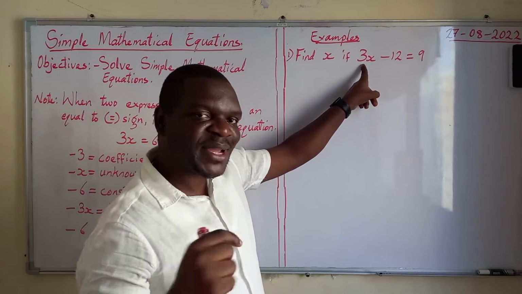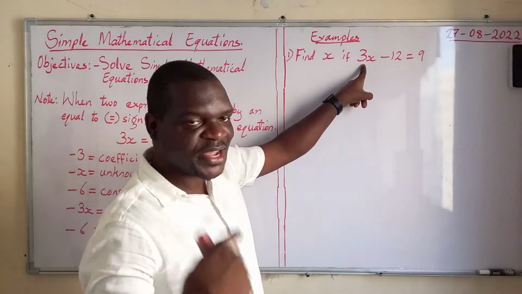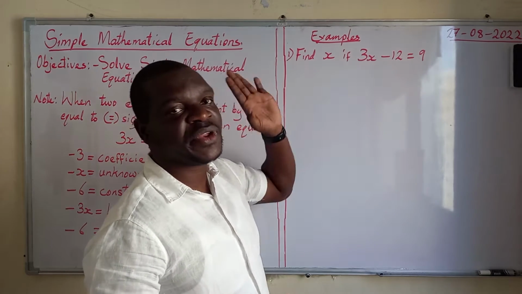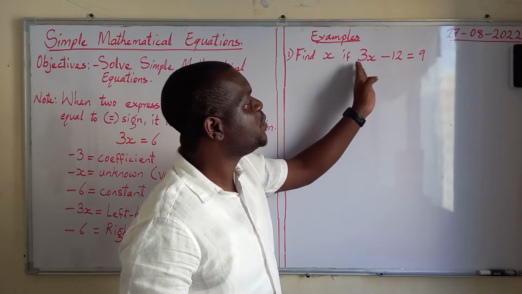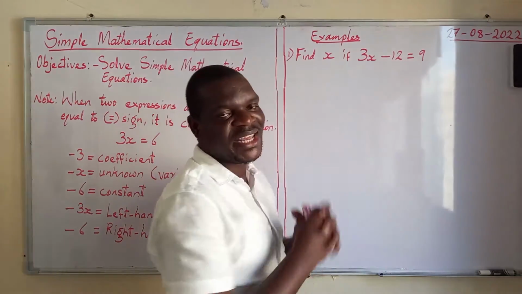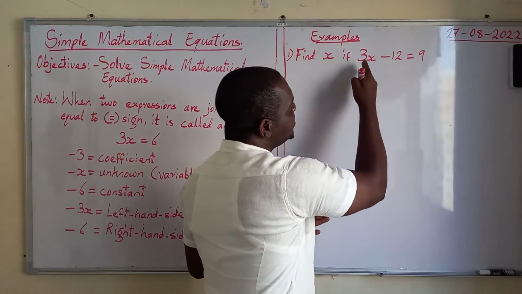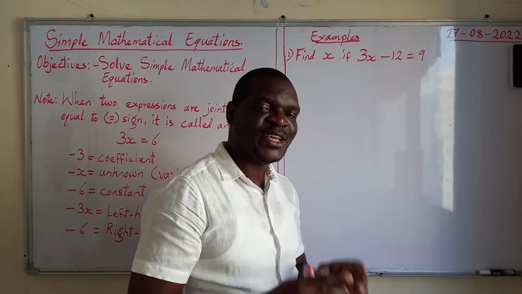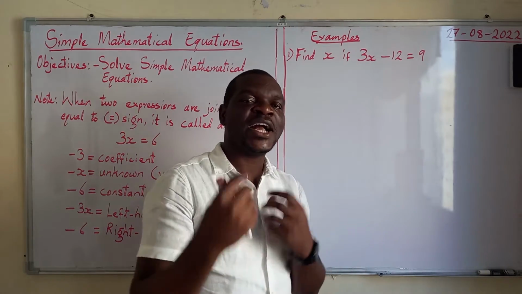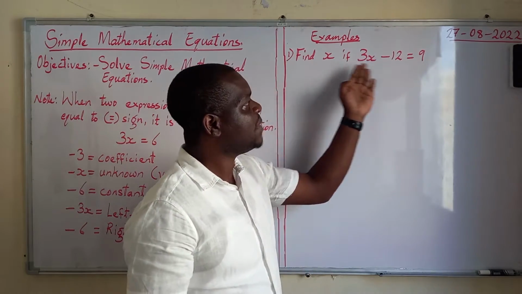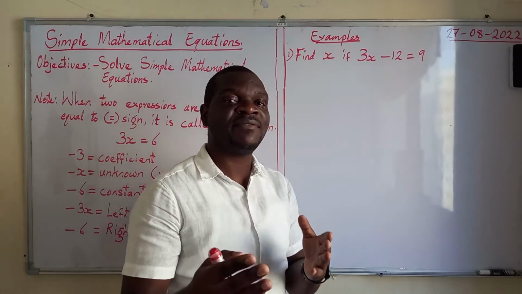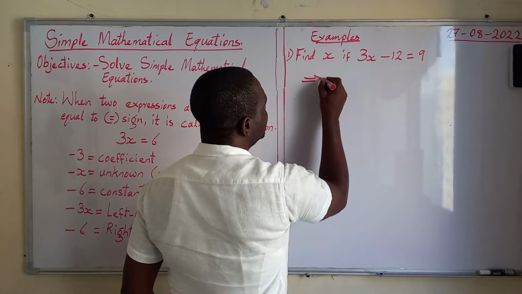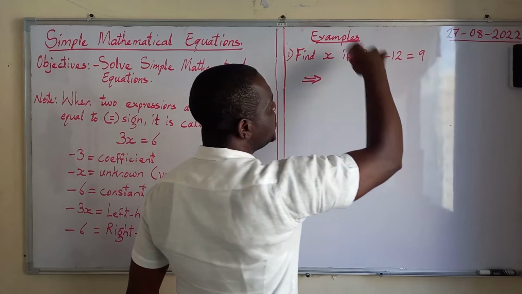Here, in our mathematical expressions, we learned that 3x means 3 times x. So to do away with 3, instead of multiplying, we will divide, so that we'll eliminate 3. Once we divide on the left-hand side, we equally divide on the right-hand side. These are tips that will help you to understand mathematical equations and to solve without having any issues. So the first step is to do away with 12, to eliminate 12.